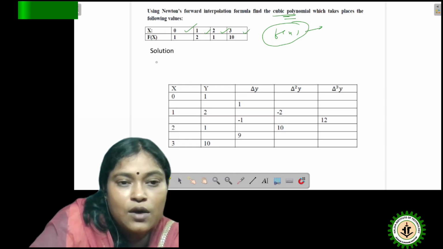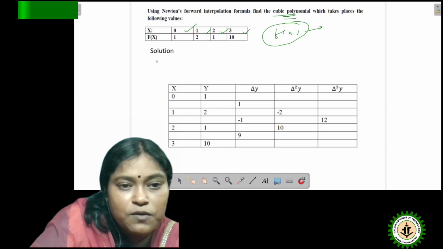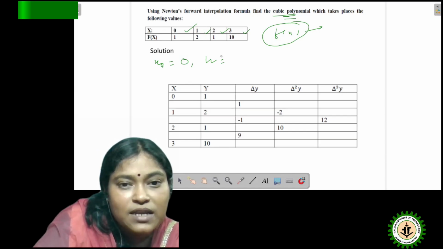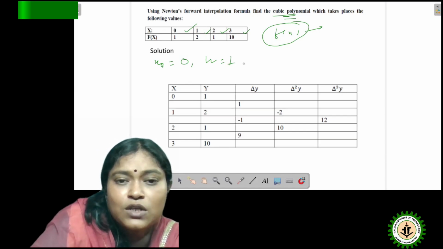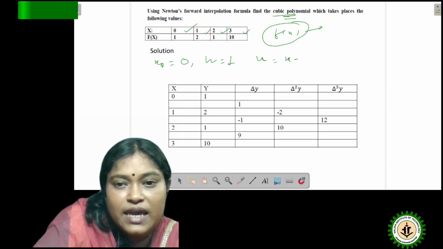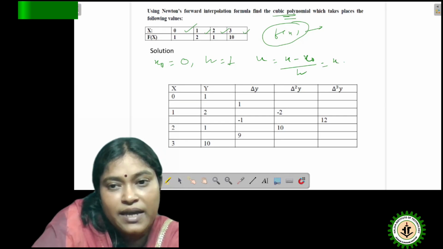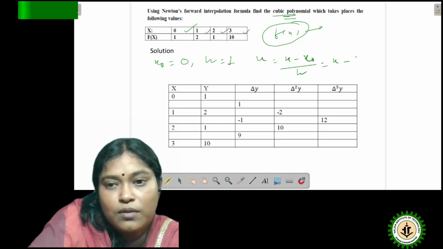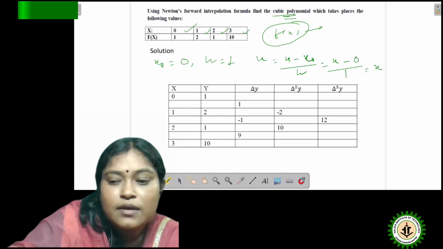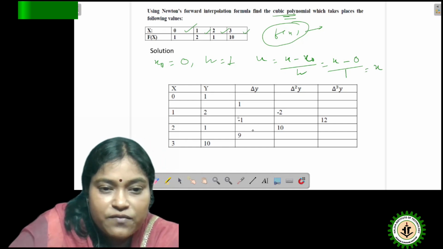What we have to do here? We have to find the value of u. So before finding the value of u, you have to write down x naught. What is x naught? x naught is 0. What is h? h is 1 minus 0, 2 minus 1, 3 minus 2, that is nothing but 1. So u equals (x minus x naught) by h. And what is x? In this case we will keep it as x because I need the polynomial. So x minus x naught is x, by h which is 1. So u will simply be x.